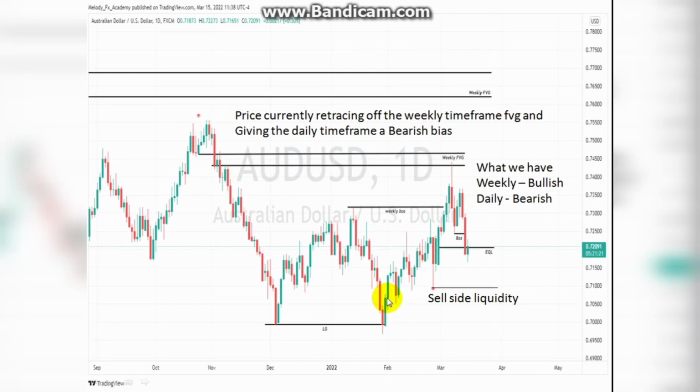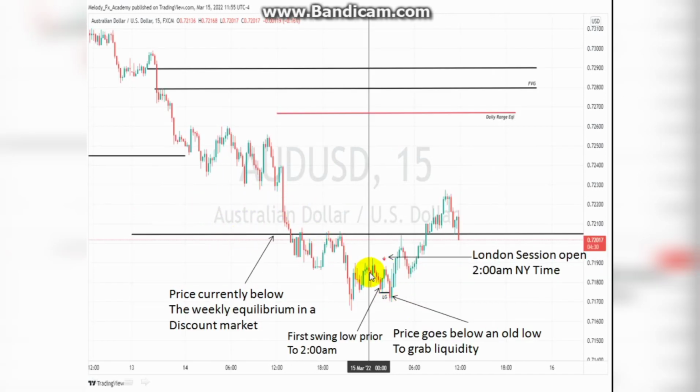So none of this has happened yet. Now going down, this is on Tuesday's opening, 12 o'clock a.m. New York time. Price currently traded down and created this short-term low in anticipation of a retracement. So now price has shown us that it's willing to retrace. Price is currently trading below the weekly equilibrium in a discount market.